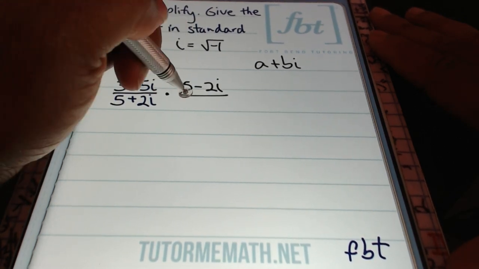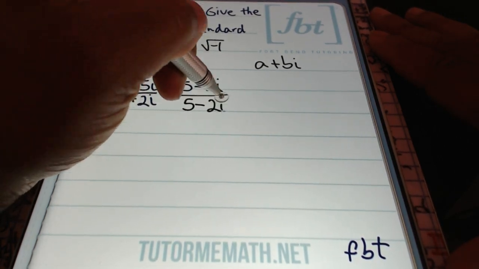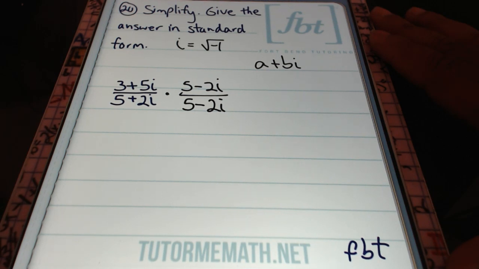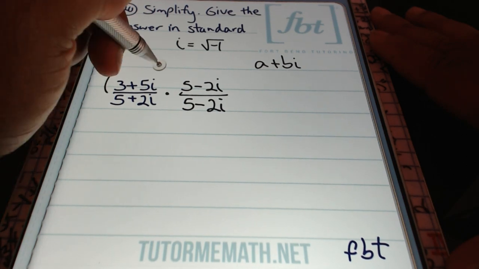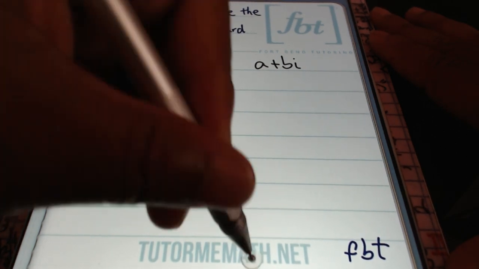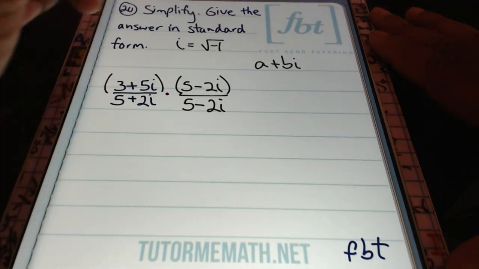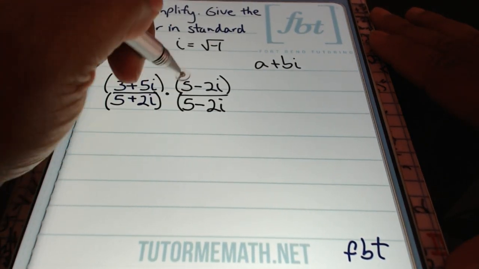And the need to do this is because you do not leave an imaginary number in the denominator of a fraction. So we are rationalizing the denominator by eliminating the imaginary numbers in the denominator with the conjugate. And we'll basically be multiplying the binomials in the numerator by the binomials in the denominator here.